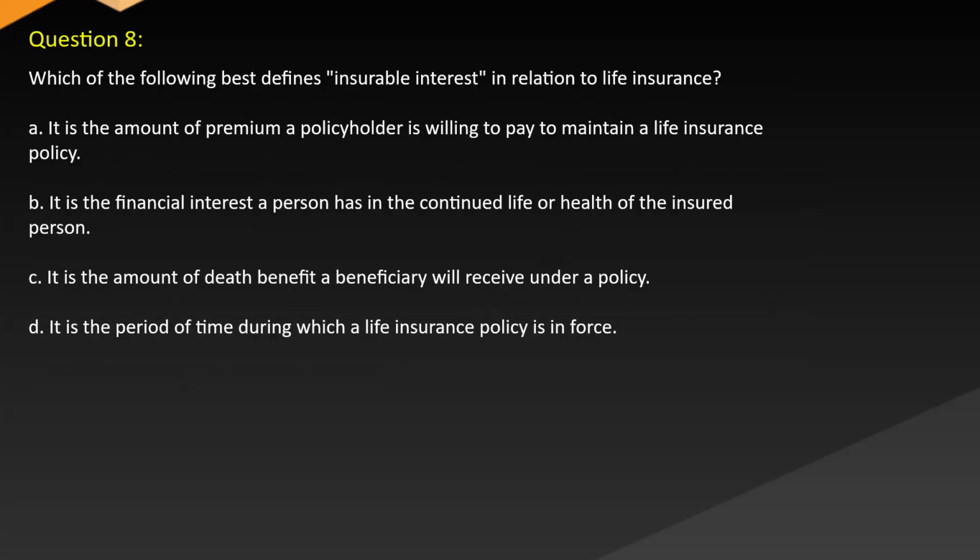Which of the following best defines insurable interest in relation to life insurance? A. It is the amount of premium a policyholder is willing to pay to maintain a life insurance policy. B. It is the financial interest a person has in the continued life or health of the insured person. C. It is the amount of death benefit a beneficiary will receive under a policy. D. It is the period of time during which a life insurance policy is in force.